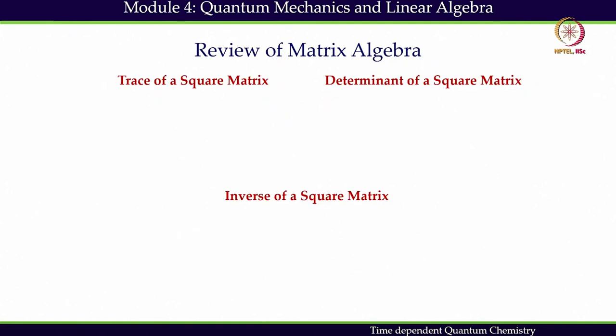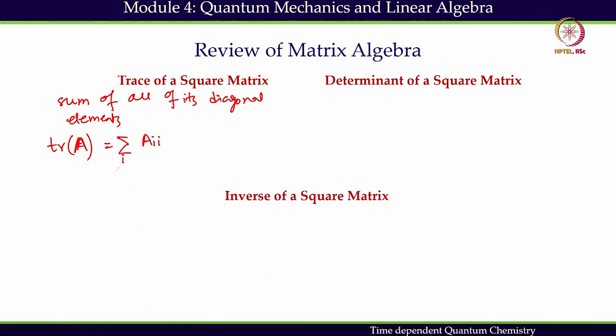We will present the trace of a square matrix. The trace of a square matrix is the sum of all of its diagonal elements, which means that I will write Tr(A) is nothing but the summation of A_ii. So if I have a matrix like A11, A12, A21, A22, then the trace of A would be A11 plus A22. Its diagonal elements we have to sum.